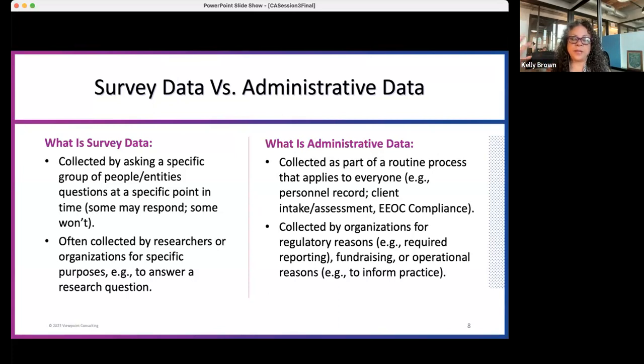Administrative data, on the other hand, is data that's routinely collected as part of a process, and it applies to everyone. So, for example, it's people's personnel records. When organizations or clients are coming into some kind of service process, people ask these questions, like when you go to the doctor. The EEOC requires this data for compliance. So it's data that is attached to an individual, and the kind of data collected has to do with either regulatory requirements or things that tell people something about the process of doing business. Your income, for example, is administrative data because it's information on everyone, and it can be used for reporting, but also for fundraising and for operational purposes.